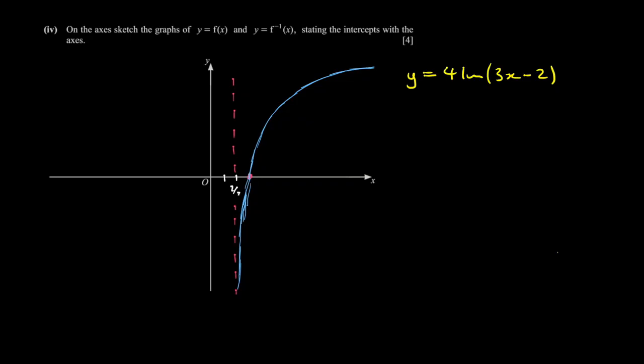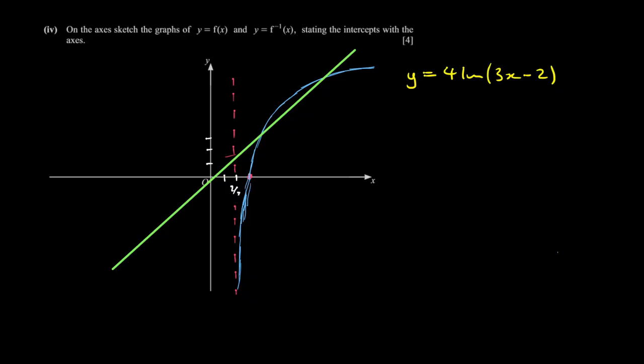Well, inverse is a reflection in the line y is equal to x. So if I was to draw the line y is equal to x, like that, then what's going to happen? Well, firstly, the asymptote is going to reflect, isn't it? So instead of having an asymptote at x is equal to 2/3, we're going to have an asymptote at y is equal to 2/3. So let's try to draw that on. It's like that. So asymptote at y is equal to 2/3.